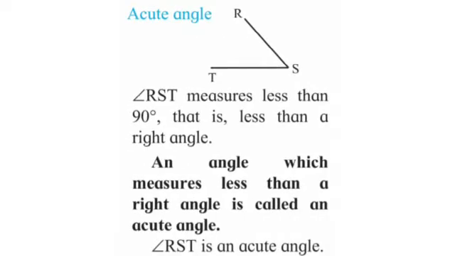Next, acute angle. See, the angle name is RST and the measure of angle RST is less than 90 degrees. 90 degrees means a right angle. So the angle is less than a right angle. So, the definition of an acute angle: an angle which measures less than a right angle is called an acute angle. Angle RST is an acute angle.